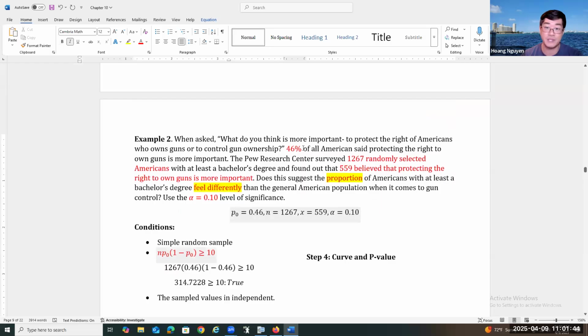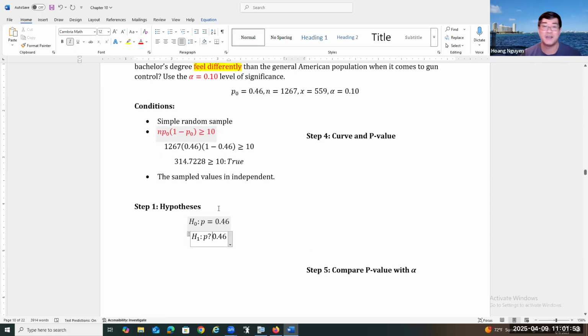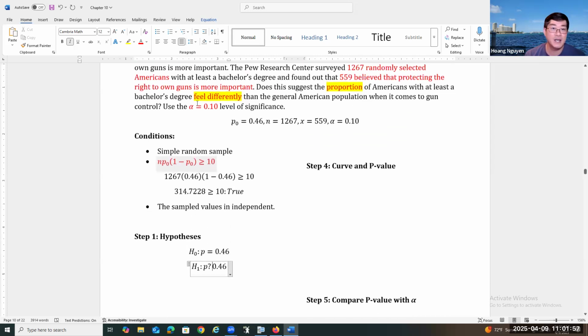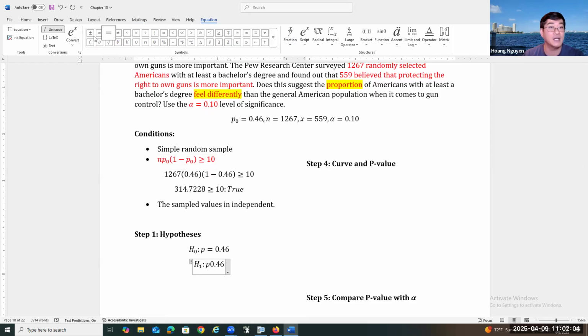Yeah, so this is 46%. Now we have the similar value for the alternative hypothesis, but what should be the inequality then? So what should be the inequality that we have for the alternative hypothesis? They say feel differently, right? So this is different. So it's not equal.